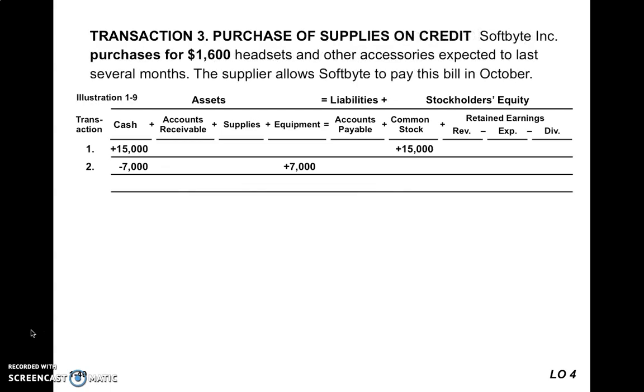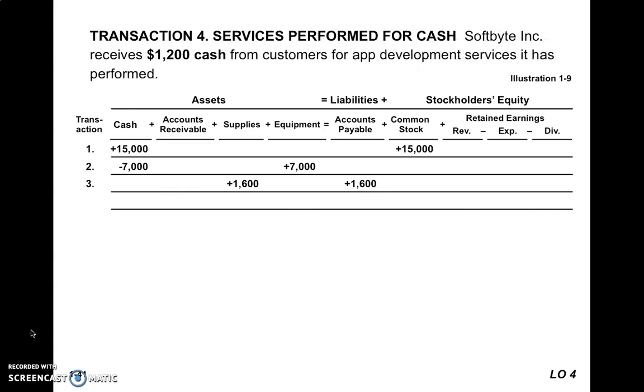Now let's move to transaction 4, services performed. As soon as you see services performed, if you have read my hints for translating accounting into English, it says every time you see services performed, that means the company has service revenue. Those are the words we use. We say services performed, services rendered, fees earned, provided services. All of those mean that the company has service revenue.